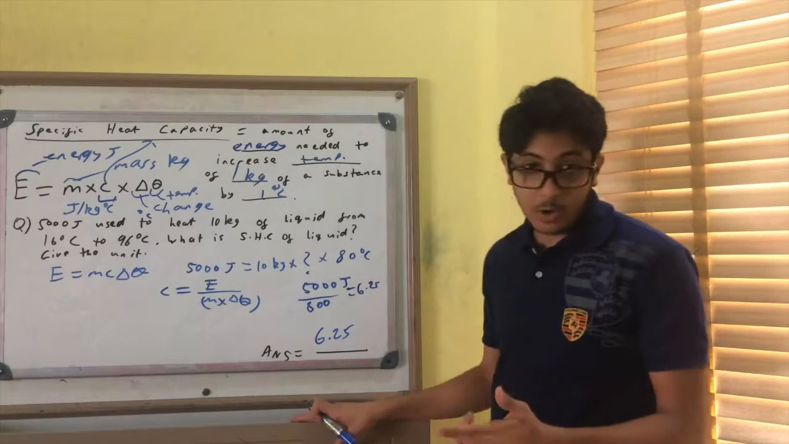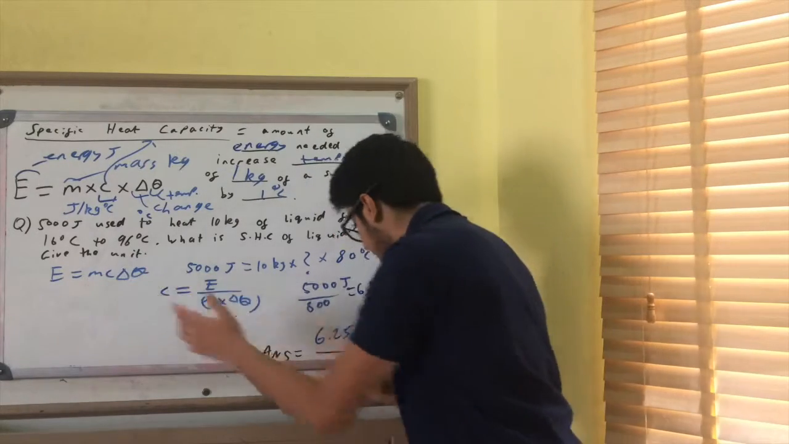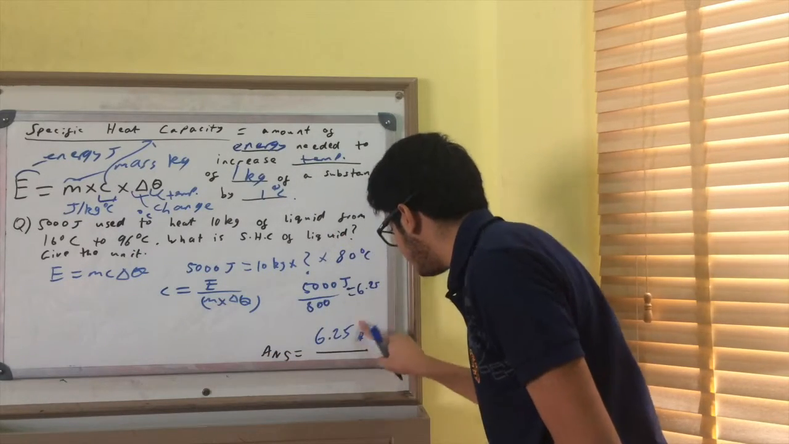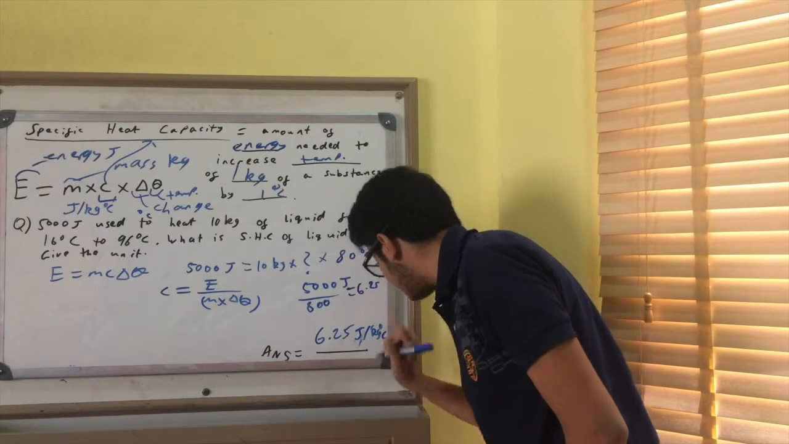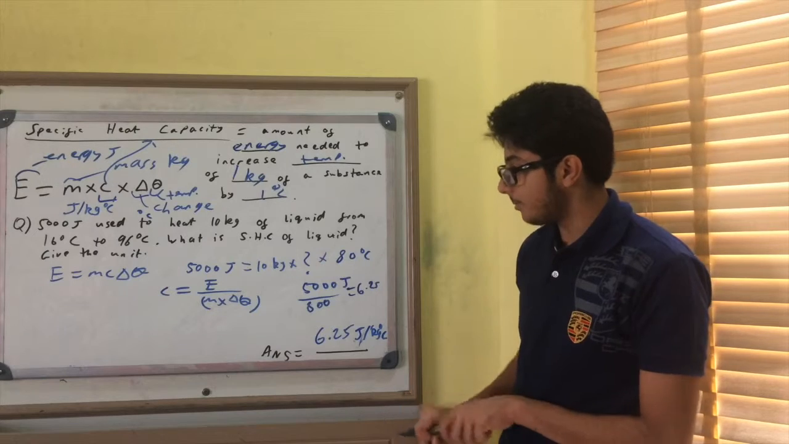That will give you 3 marks out of 4 because it wants you to give the unit. So joules per kilogram degrees Celsius. That's your unit.